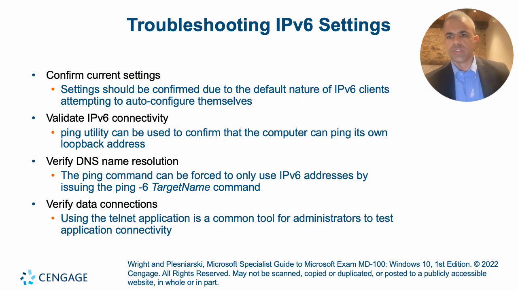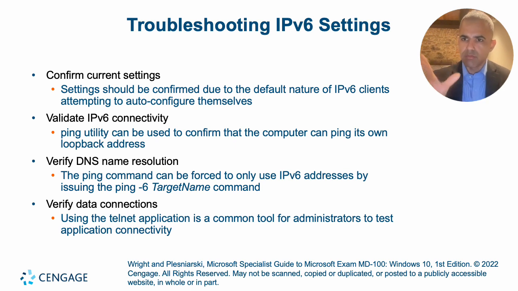All right, so just like with IPv4, we need to be able to troubleshoot IPv6 settings and make sure that we are configured correctly. So it's very much like IPv4. First, we want to make sure that we are configured the right way. So we do that through the different commands that we discovered, through either the command line or PowerShell, to just verify that the systems are configured the way we want.